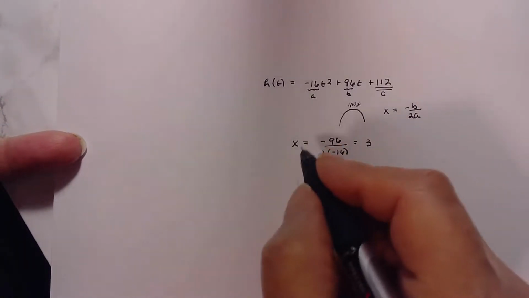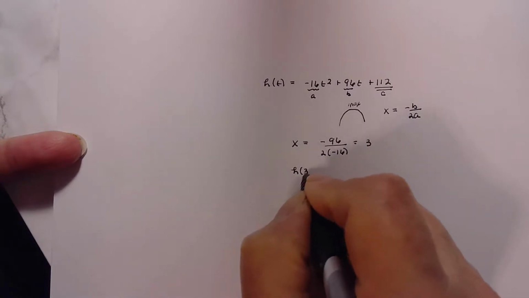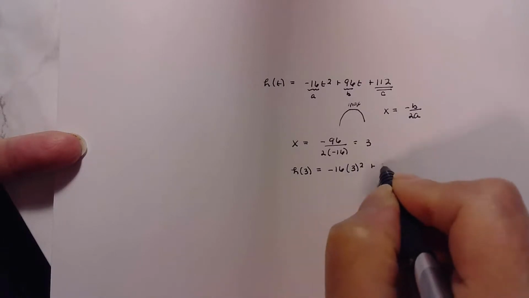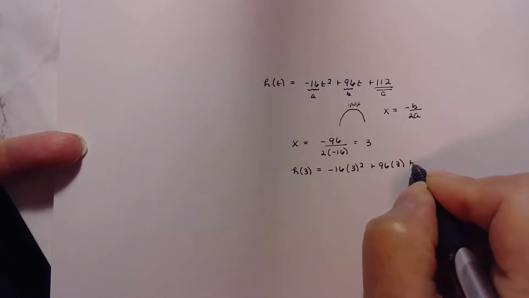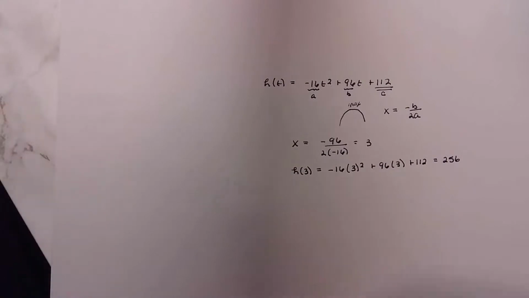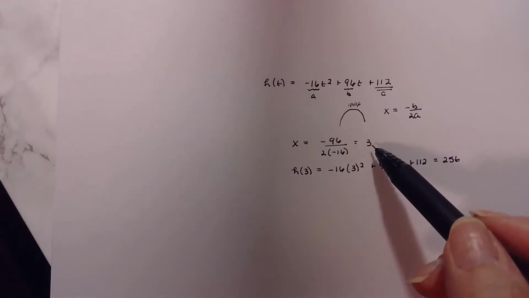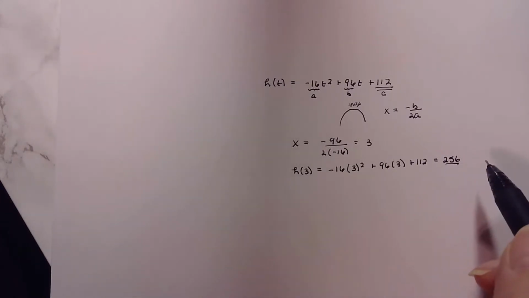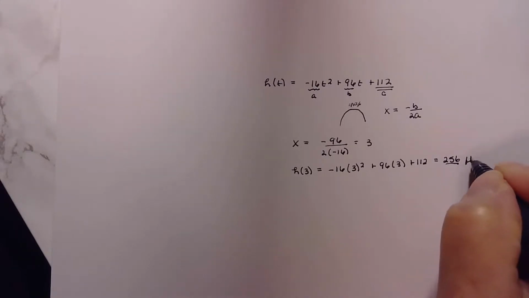And to find the y-coordinate of the maximum, we have to evaluate h of 3. So that's negative 16 times 3 squared plus 96 times 3 plus 112, which turns out to be 256. It's always the y value that is the height of the function when x is equal to something. In this case, our x is equal to 3, and the height of the function is 256 at that point. So the maximum height the ball attains is 256 feet.